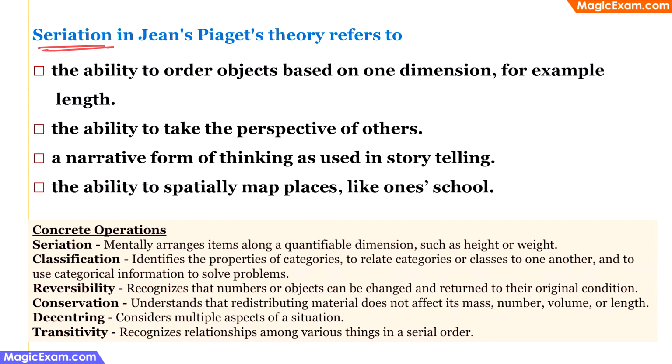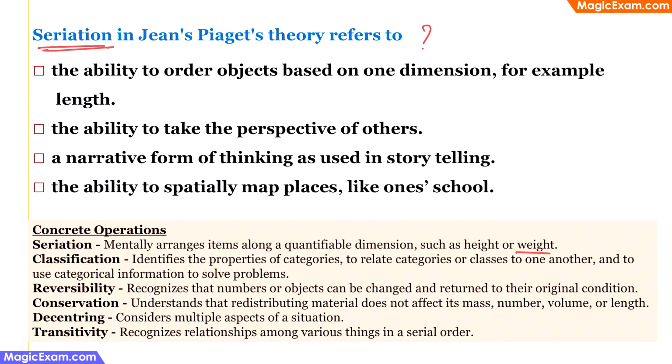Seriation in Jean Piaget's theory refers to which of the following? Now this is a very simple question, because seriation is nothing but arranging things or objects in a series. For example, if you give the child a set of blocks and ask the child to arrange them in some order using some dimension. It might be the height of the blocks, it might be the weight of the blocks, or it might be the length of the blocks.